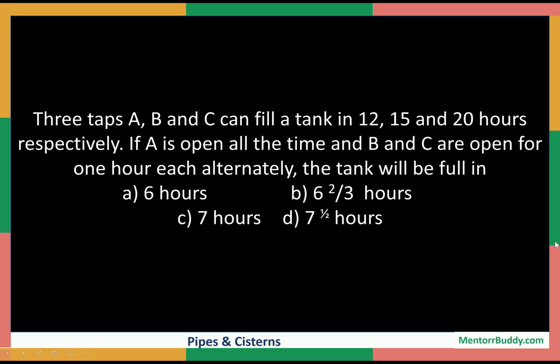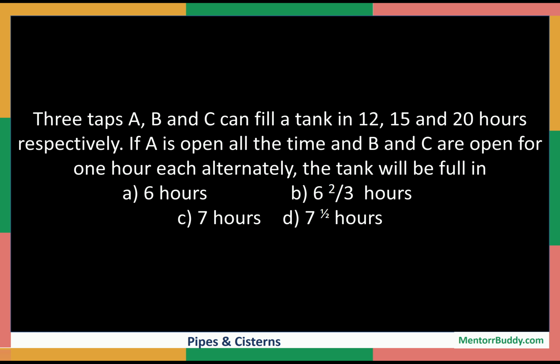It says 3 taps A, B and C can fill the tank in 12, 15 and 20 hours respectively. If A is open all the time, and B and C are open for 1 hour each alternately, the tank will be full in 6 hours, 6 and 2 by 3 hours, 7 hours or 7 and 1 by 2 hours. So out of these 4 options we need to choose one correct option.